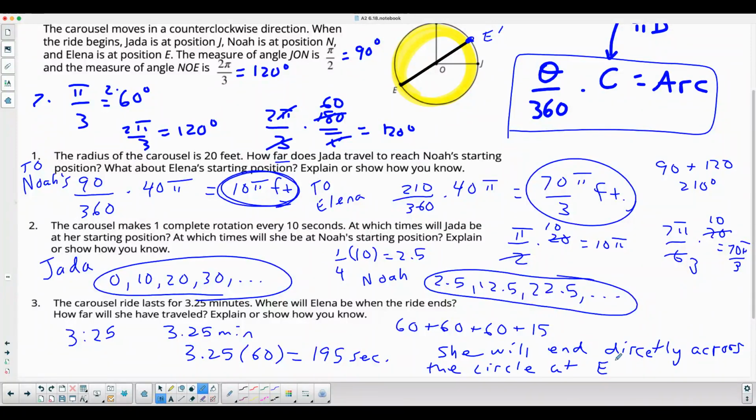At E prime. Okay. And she will have gone around the circle 19 and a half times, basically, because every 10 seconds she does a full rotation or revolution.